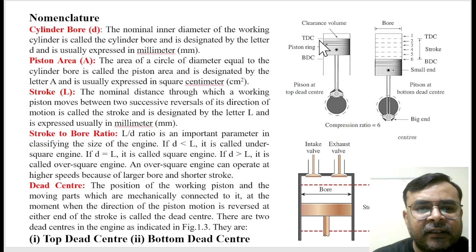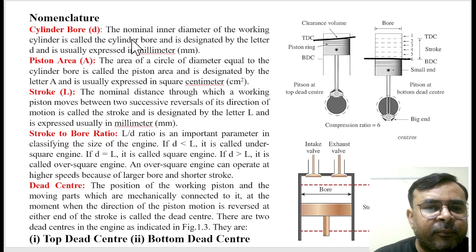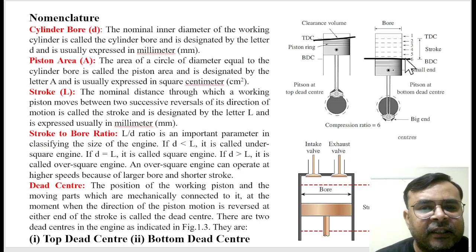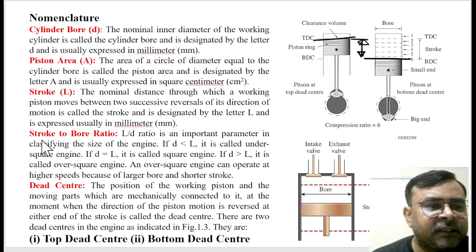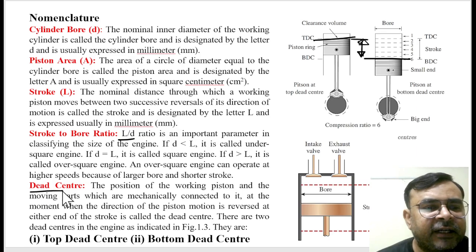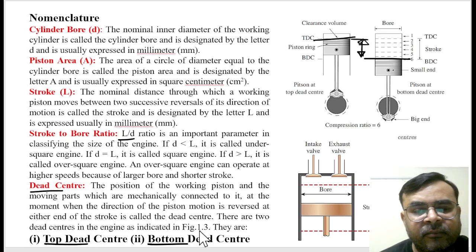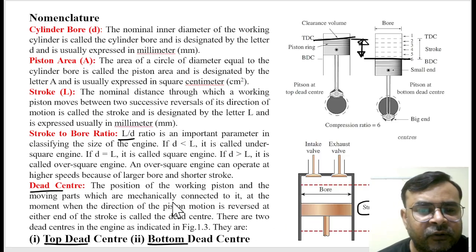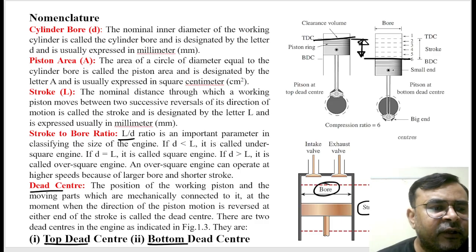Once again you can see this is the top dead center, this is the bottom dead center, is it right? And cylinder bore, then piston area is nothing but the cross-section area of the piston. Stroke length is the length covered by the piston between the top dead center and the bottom dead center. Similarly, you can see the stroke to bore ratio, that is the L by D ratio. Dead center has top dead center and bottom dead center. You already know the length between them is called stroke length, and this diameter is called bore diameter. In detail, if you're interested, then you can read it.